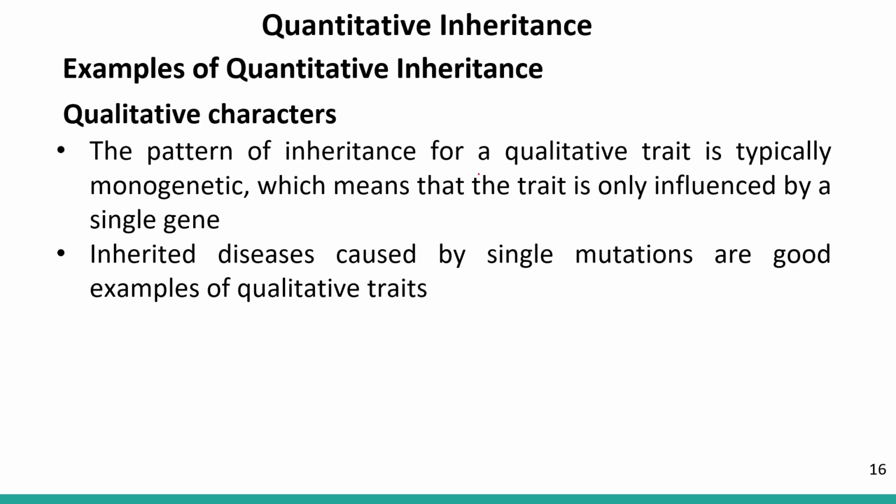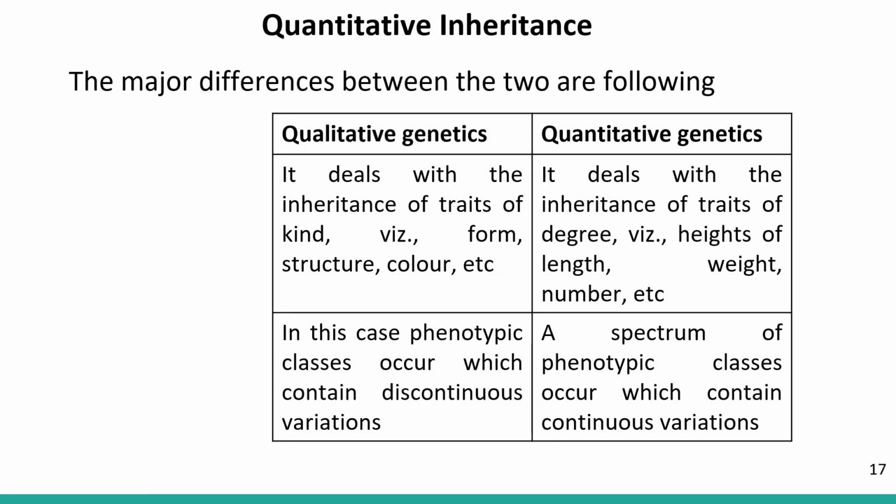The pattern of inheritance for a qualitative trait is typically monogenic, which means that the trait is influenced by only a single gene. A single gene is responsible. An inherited disease caused by a single mutation is a good example of a qualitative trait. So let's look at the difference between qualitative genetics and quantitative genetics, which we have already discussed individually. Now let's see in tabular form how qualitative genetics differs from the quantitative one.